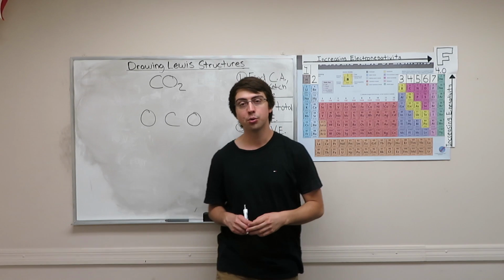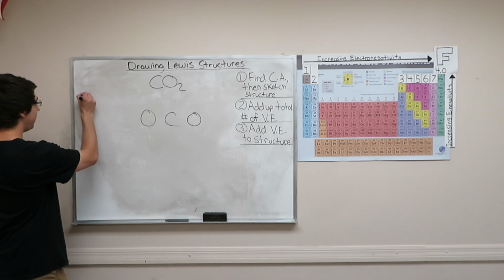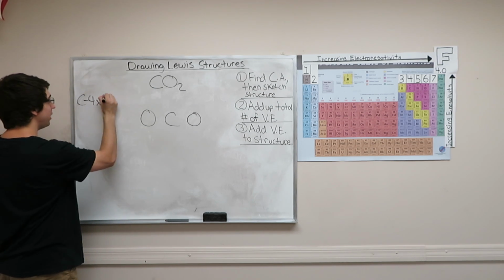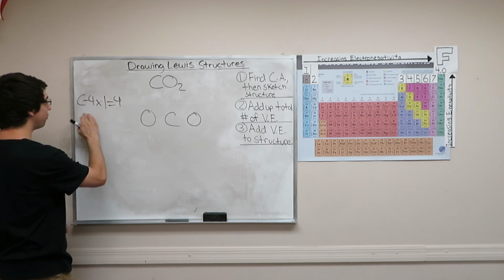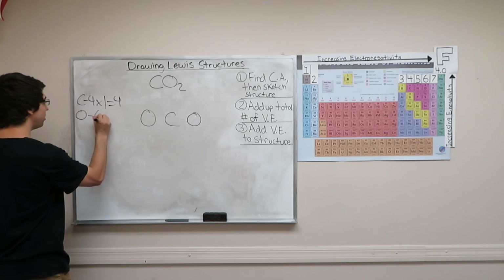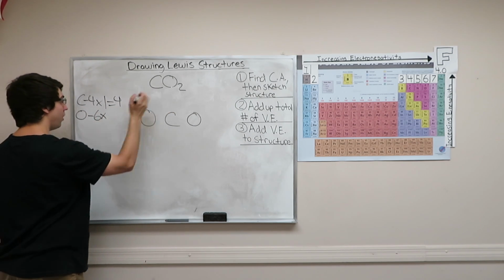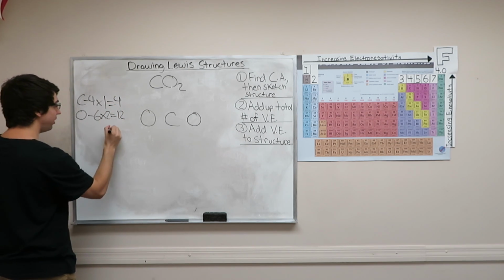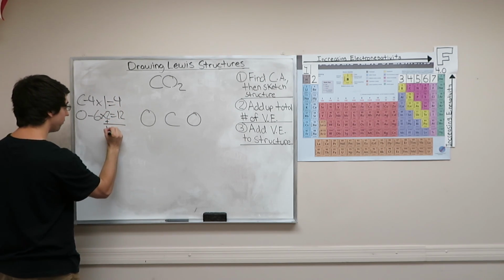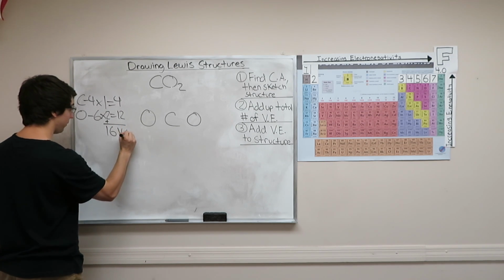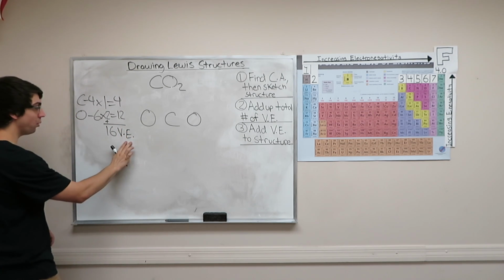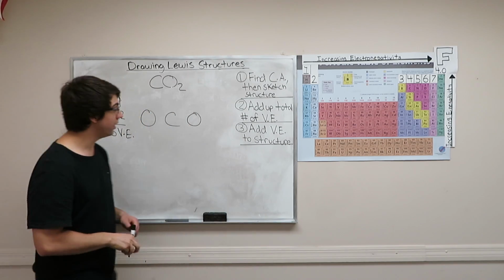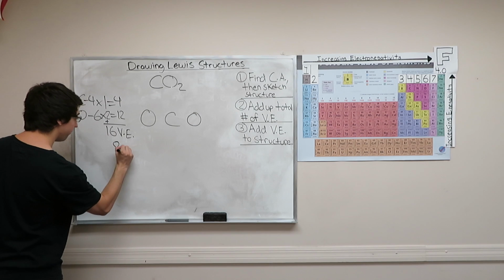So we just need to add that total up. We have carbon, which has 4 valence electrons. We only have one carbon here, so 4 times 1 equals 4. Oxygen has 6 valence electrons. We have 2 oxygens, so 6 times 2 equals 12. 12 plus 4 is 16. So we have 16 total valence electrons, or we can also say that we have 8 pairs of valence electrons. So I'm going to write 8 pairs right here.